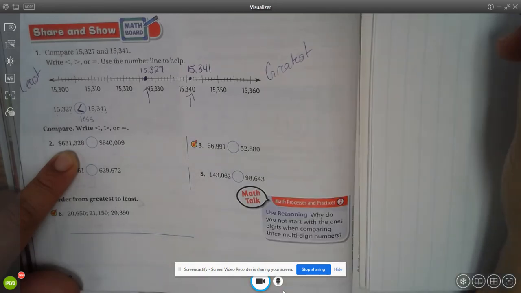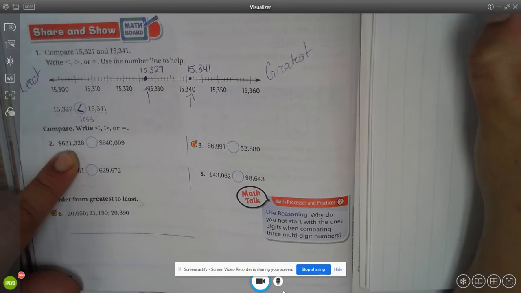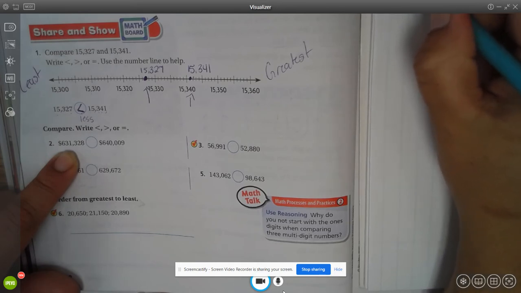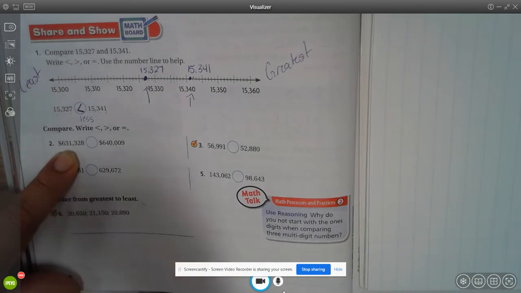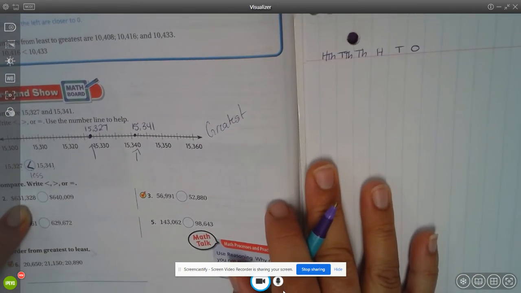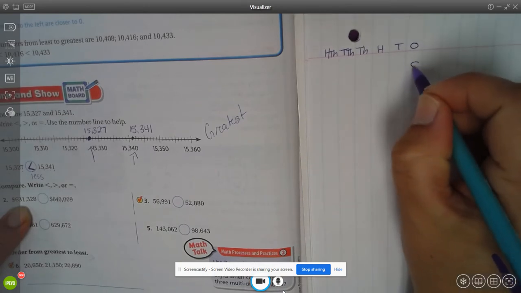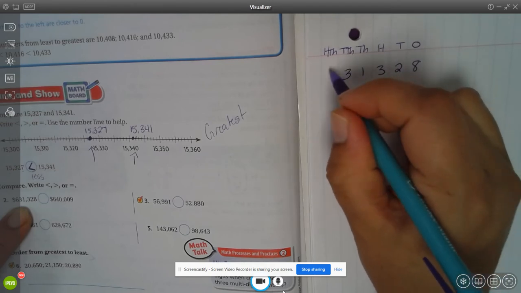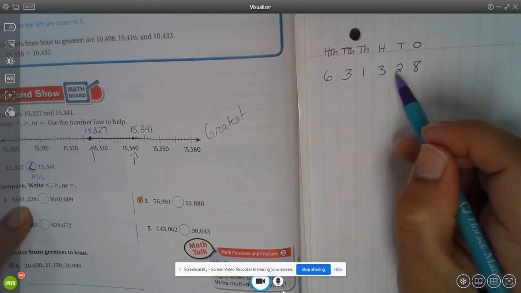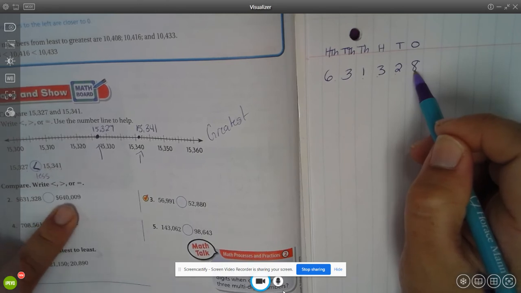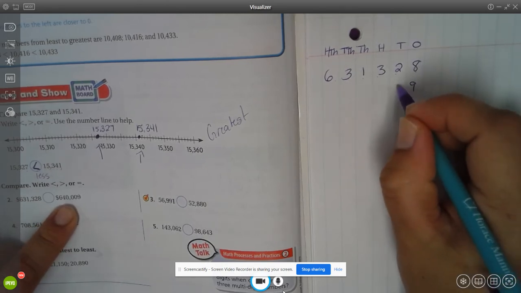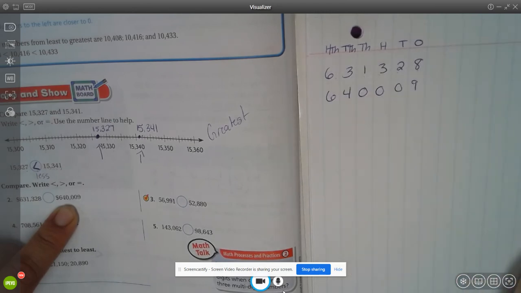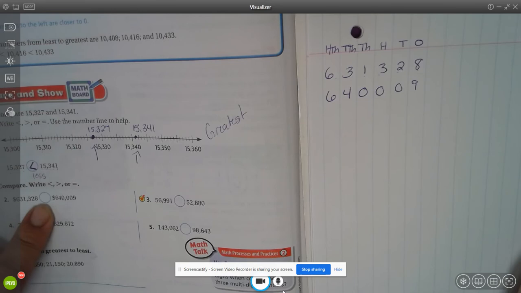Okay, so I'm just going to quickly draw myself a little chart: ones, tens, hundreds, thousands, 10,000s, 100,000s place. And I'm going to plug these numbers in. I'm going to make sure my ones line up, and start copying my number over into the place value chart I've sketched. So I have 631,328, and I'm comparing that to 640,009.